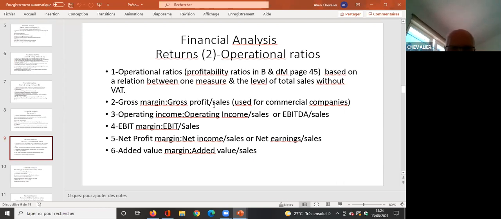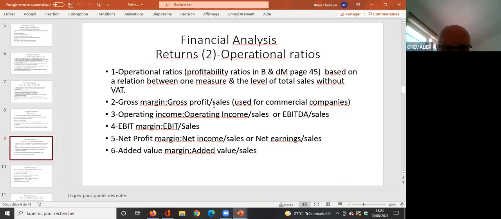So operational return is generally measured by ratios with a relation between a margin you find in the income statements and the level of sales without taxes. After that, the only question you can raise is which are most frequently used. So there is a list on that slide.